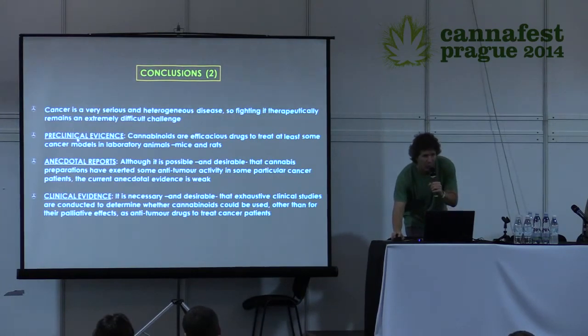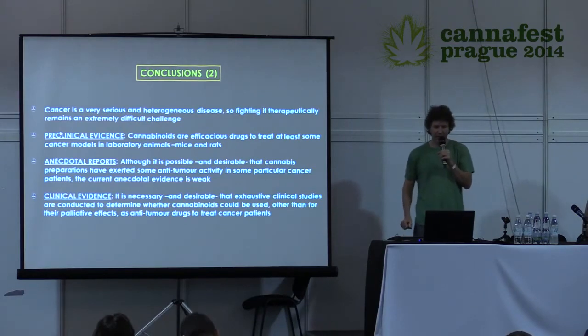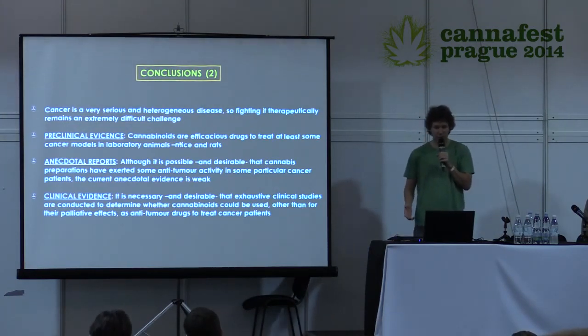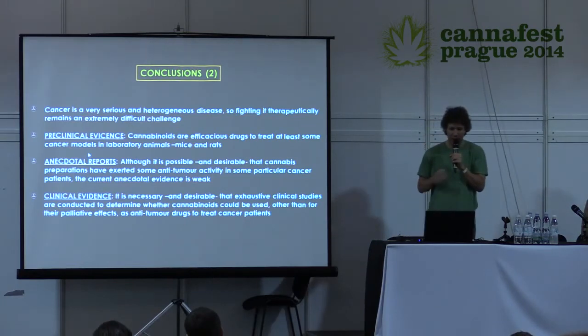What is the laboratory animal evidence, what we call the preclinical evidence, before the clinics, that we have? I would dare say, and state, and claim that cannabinoids are effective drugs. They are pretty good drugs to treat at least some types of cancers, and I would specify some models of cancers in mice or rats.